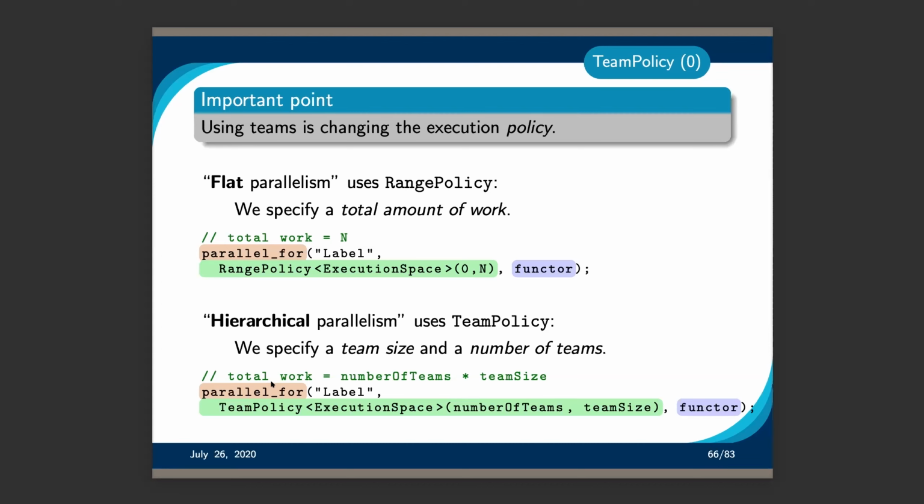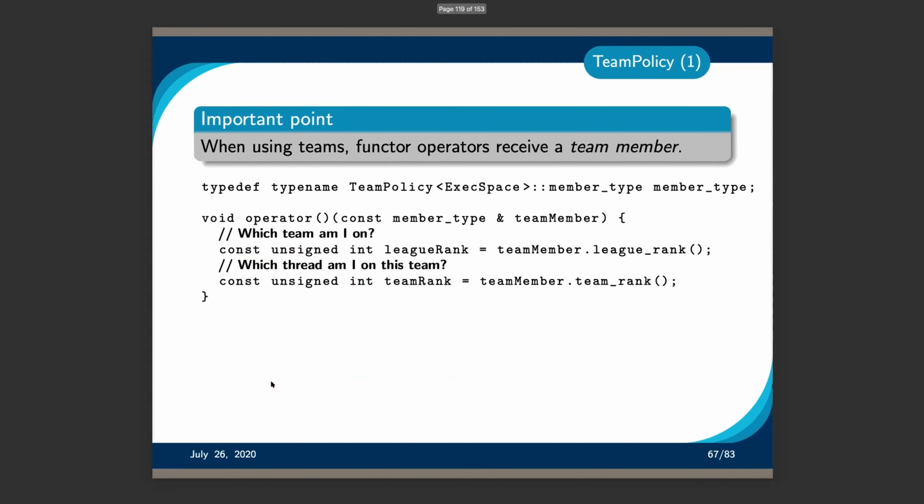That's an algorithmic parameter. And this is directly equivalent to what they call league of teams in OpenMP. Okay, click. When using these teams, your functor operator now doesn't get an index. What it gets is a handle to one of these team members, right? And you can ask this team member, which team do I belong to? What is my league rank? You can ask which thread I'm in within that team by asking for its team rank. You can ask for its league size, its team size, and other stuff.